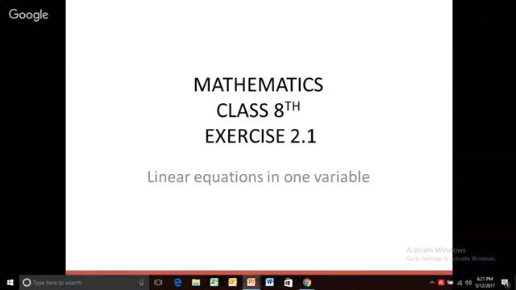In today's class, what we will be discussing is exercise 2.1 of class 8th, linear equations in one variable. I will be taking all the questions one by one and discussing step by step solutions for all these questions.